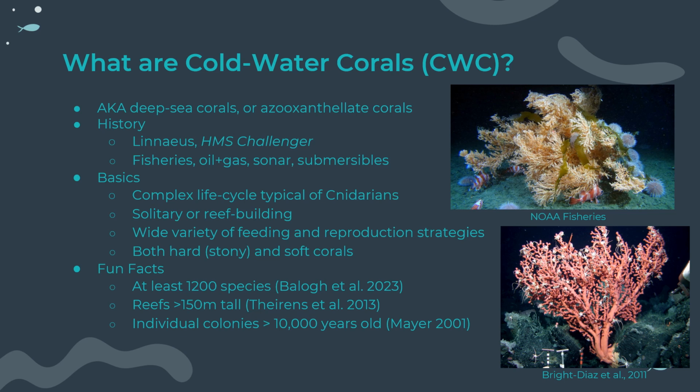Almost everything you know about the biology of corals also applies to cold water corals. They exist only in polyp form. They can be either solitary or reef building, and they can reproduce sexually or asexually. As the stats at the bottom suggest, cold water corals are also remarkably diverse, and individual reefs can be very productive and resilient.